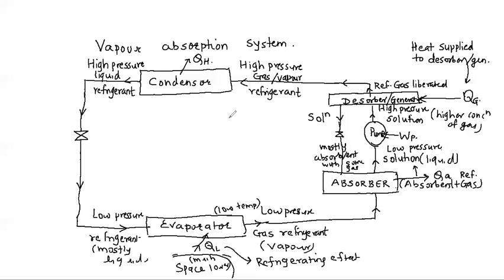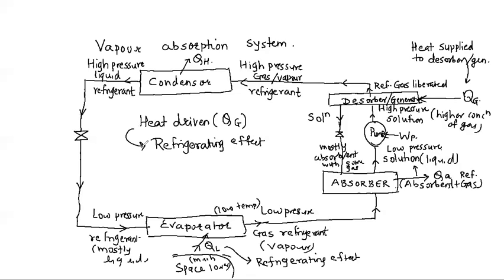So what is the advantage of this system over the compression system? You see over here that this system is a heat driven system. The major source of energy to this refrigeration system is the heat which is supplied to the generator. There is some electricity used, but mostly the input to the system is heat, and what you get is a cooling effect. So this is interesting: you are heating something and you are getting a refrigerating effect.